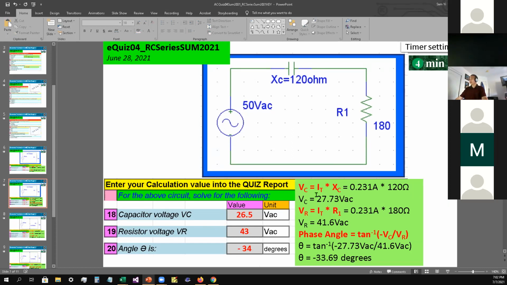Like I said, depending on whether you use the number that was rounded off, it comes to about 26.5. So anything within this range will be good enough, okay? Just make sure that you understand the concept and apply the formula correctly.